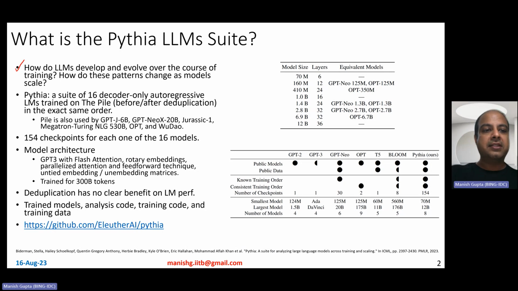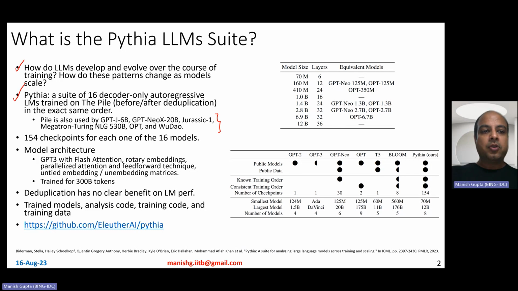Right? So to answer this question, folks came up with this suite called Pythia, which is a suite of 16 decoder-only autoregressive large language models, which are trained on the Pile data set and in the exact same order. So their data loaders are exactly synchronized. They trained two kinds of models, one on the original Pile data set and the other on the deduplicated Pile data set. It's important to note that the Pile data set is actually very commonly used. It has been used by several other models like GPT-J, GPT-NeoX, Jurassic-1, the Megatron Turing NLG model from Microsoft, the OPT model, the Woodhouse model, and so on.